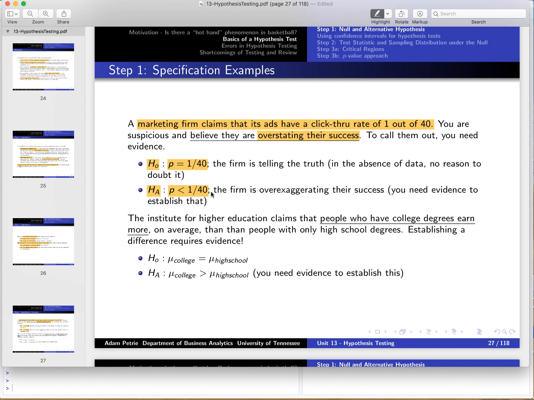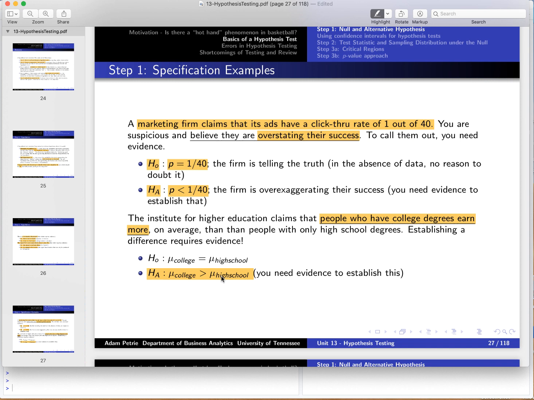All right, another example here. Let's imagine that we read that the Institute for Higher Education claims that people who have college degrees earn more on average than people with only high school degrees. It sounds pretty reasonable to us, but to really believe this claim, that a college degree makes more money versus a high school degree, does require some evidence. And so we'll put that in the alternative hypothesis. If we imagine that the amount of money that people make with each of these 2 degrees is coming from some probability distribution, one for college degree owners, one for high school degree owners, we want to check to see: is mu for the college PDF higher than mu for the high school PDF?